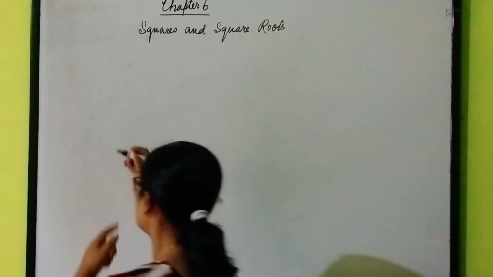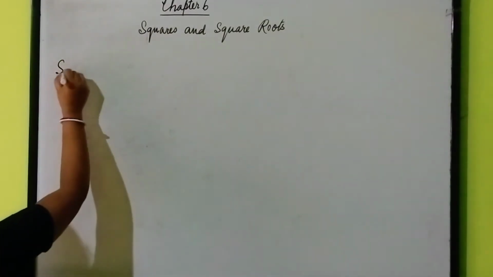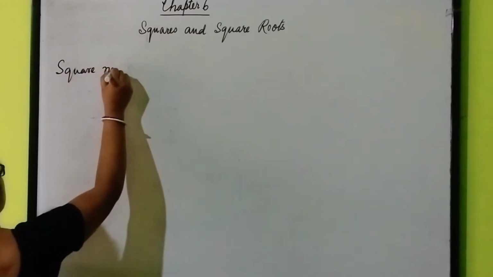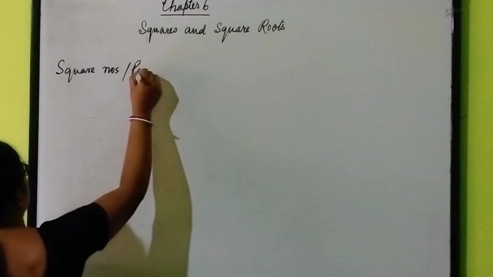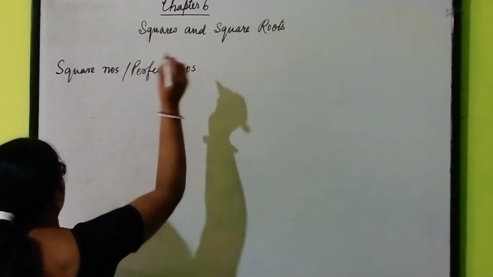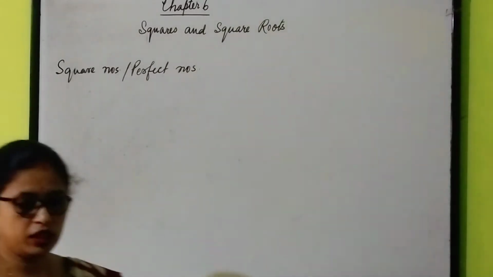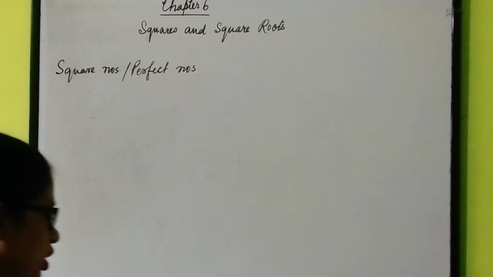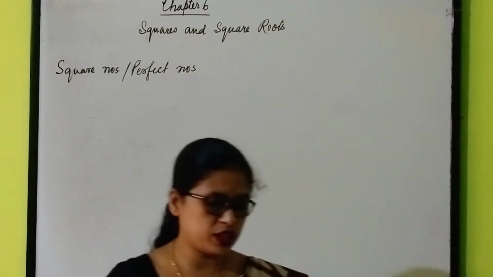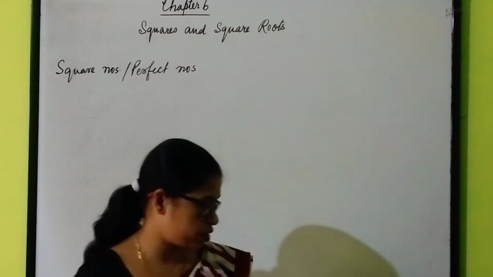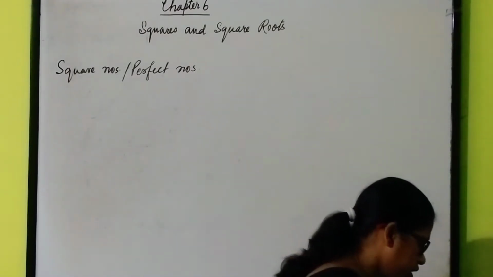So first definition is your square numbers or perfect squares. Listen to me properly, everything I'll not write. In the definition you will get: if a natural number m can be expressed as n square, where n is also a natural number, then m is called a square number.